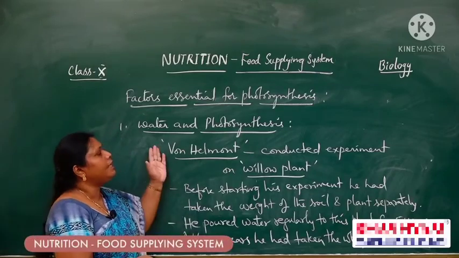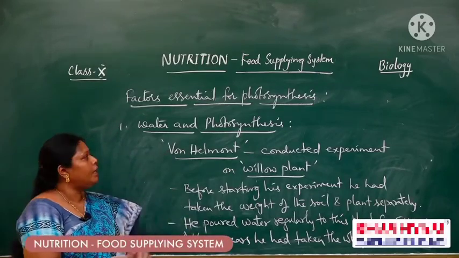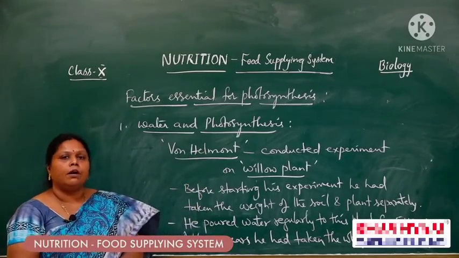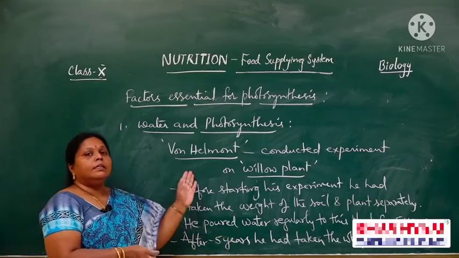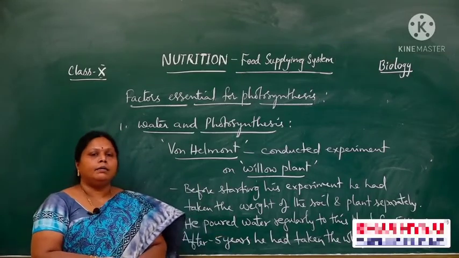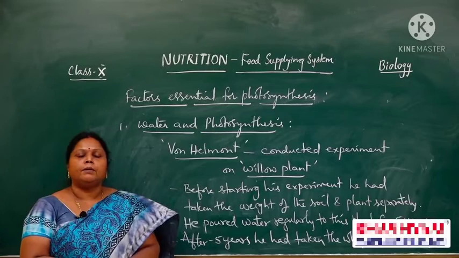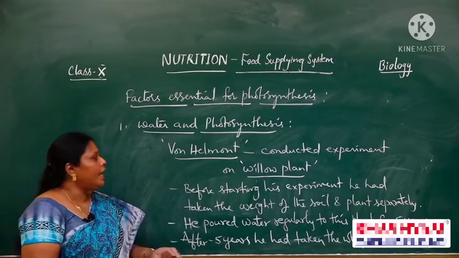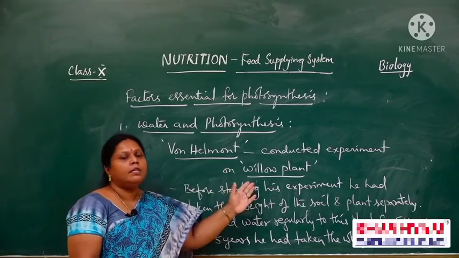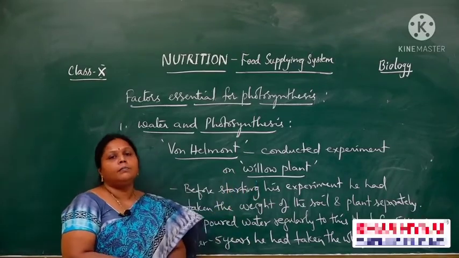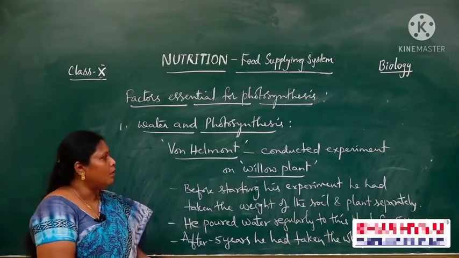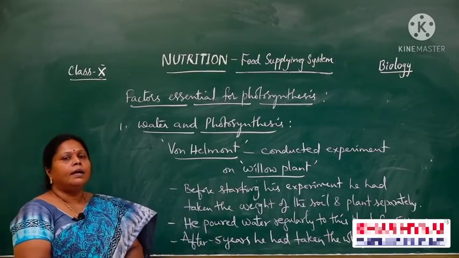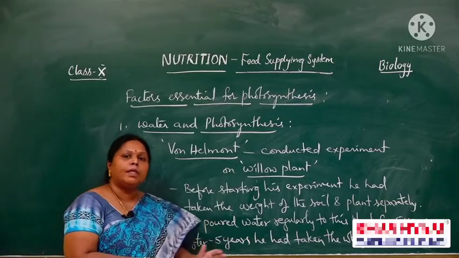So first we will take water. So water is essential for photosynthesis, that we are going to talk about now. The scientist called von Helmont actually conducted an experiment to know about photosynthesis. For his experiment, he had taken a willow plant. Actually this willow plant grows into a huge bigger tree. So before starting his experiment, he had taken that potted plant and separated the soil from the pot.